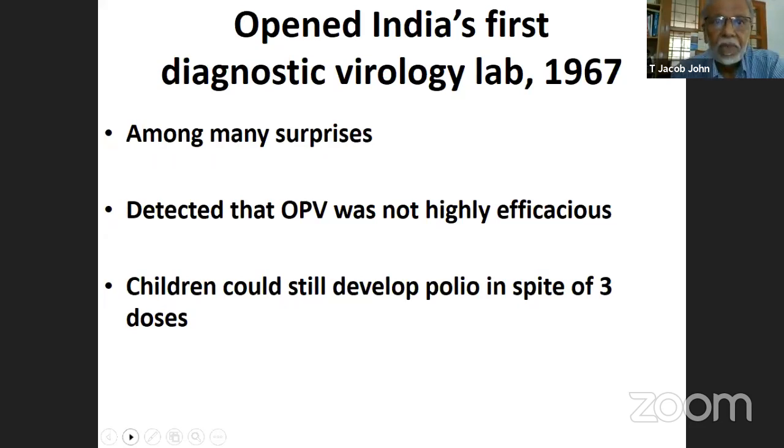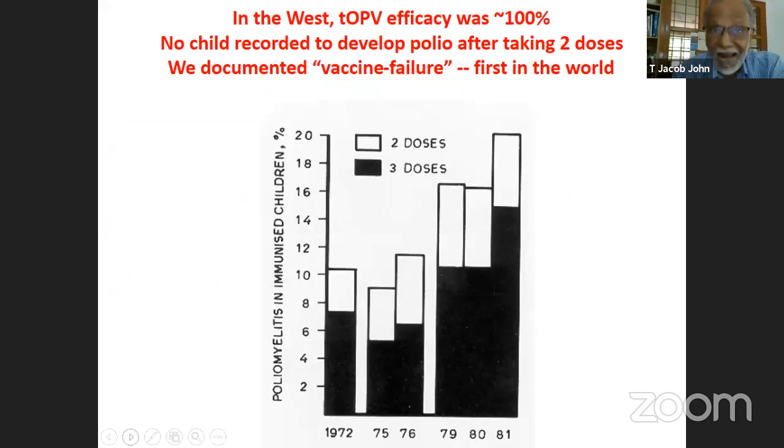Next slide. In the West, trivalent OPV efficacy was 100%. No child developed polio after even 2 doses. But we documented vaccine failure, and you can see on the graph, 3-dose vaccine failure ranged from 5% to 15%. But with 2 doses it also ranged from 8 to 10% to 15 to 20%. That is unacceptable, that you vaccinate children with the recommended doses and still kids are not protected.